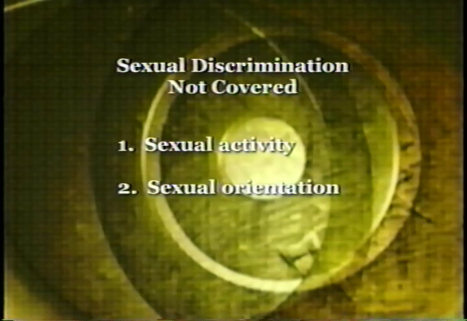For example, failure to promote someone because she's a woman would be a clear violation of Title VII. But it is also important to understand what this law does not prohibit. Sexual activity or orientation are not covered, nor is discrimination on the basis of marital status. But Title VII does prohibit discrimination based on pregnancy, childbirth, or related medical conditions, although that wasn't always the case.